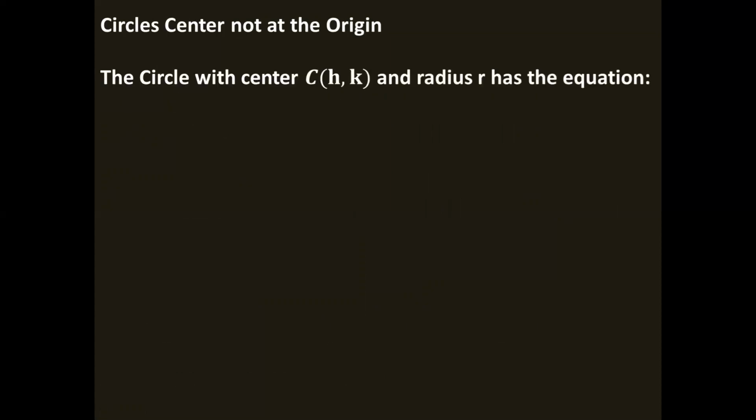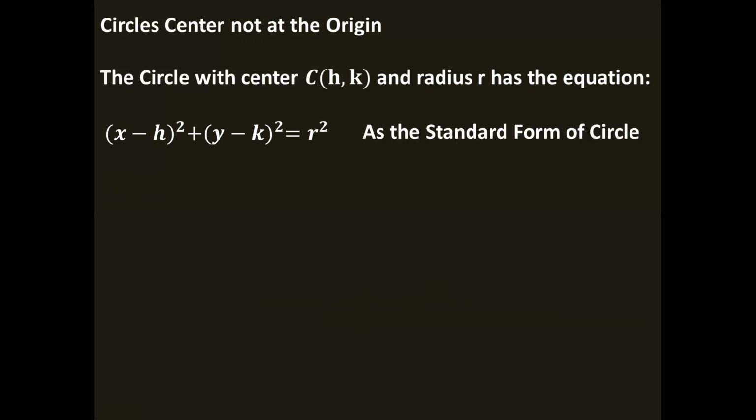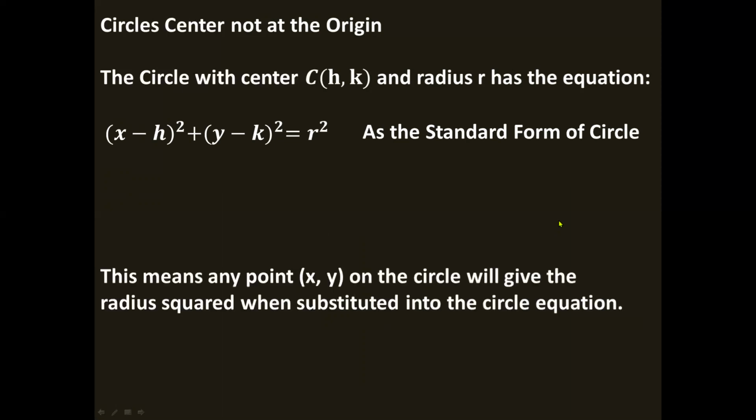To be followed by circle, center not at the origin. The circle with center (h, k), h stands for abscissa and k for the ordinate, and radius r has the equation: the square of x minus h plus the square of y minus k is equal to r squared. At yan ang formula na ating gagamitin na tinatawag nating standard form of the circle kapag ang center ng circle ay may coordinates na h and k.